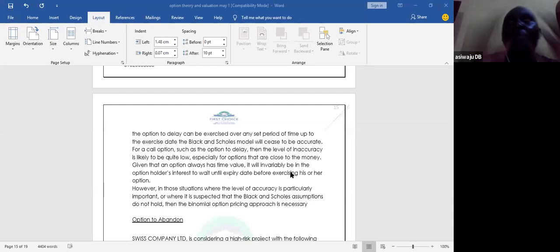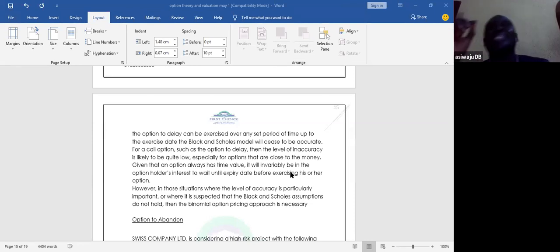Okay, better now. Let me quickly explain option to delay. Where a company has an exclusive right to a project, and when you say a capital project, these are long-term projects. Most of the variables you are working with are actually based on estimates. You cannot 100% predict the future.